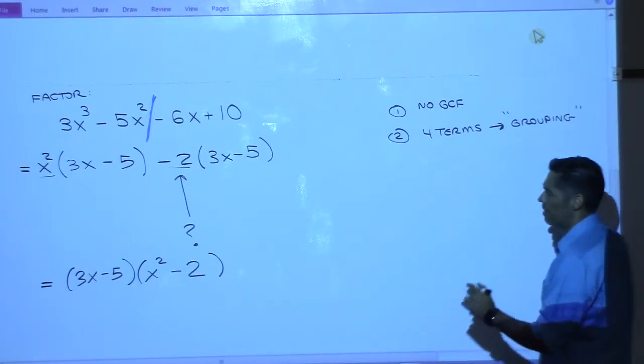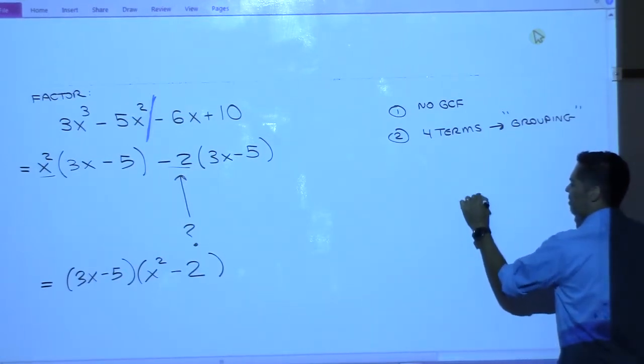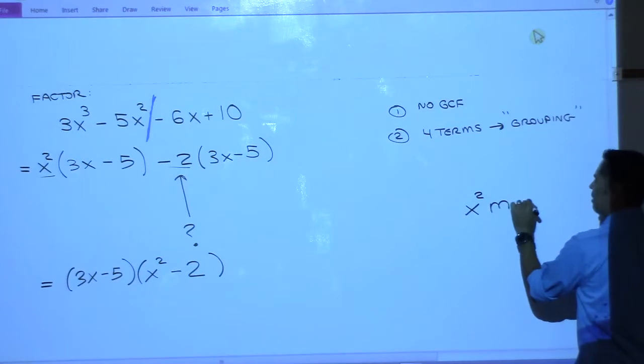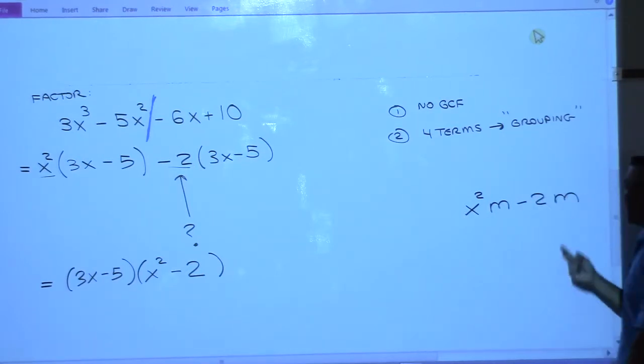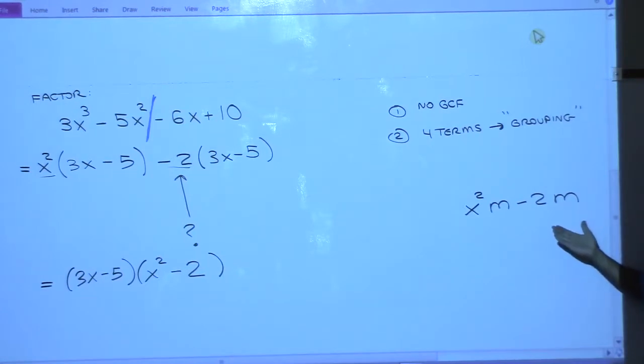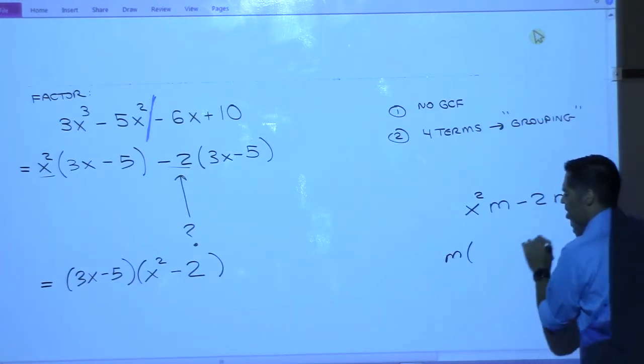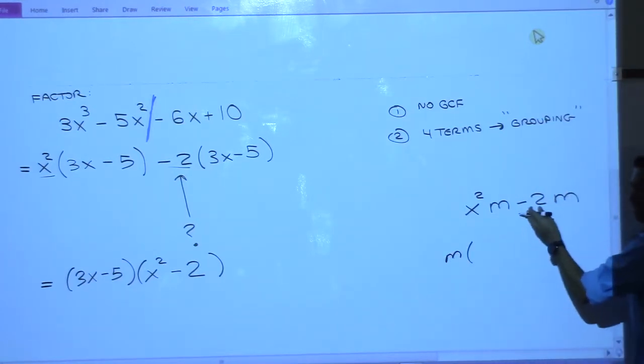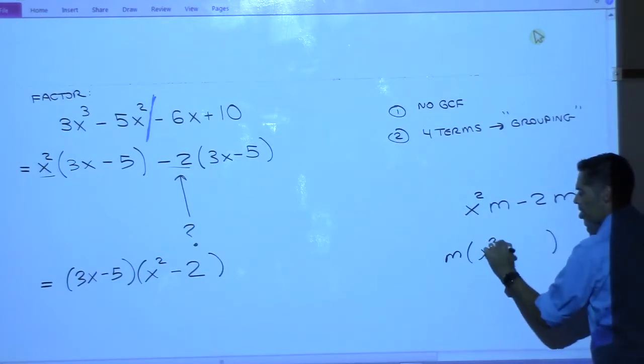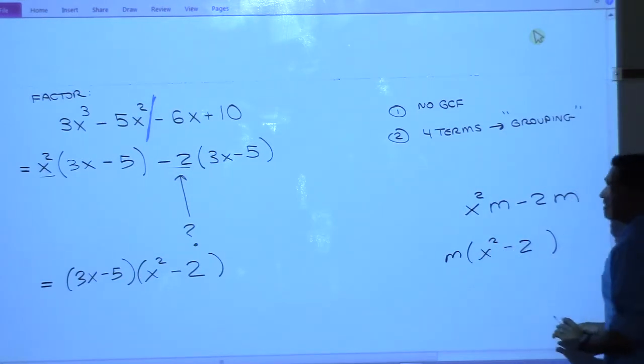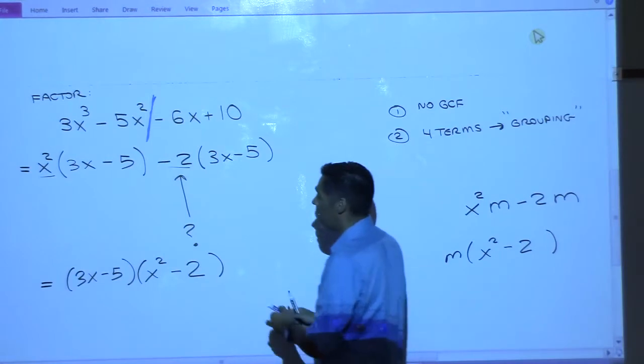So let me try and explain it over here. What if I had this expression right here, x squared m minus 2m, and I asked you to factor it, okay? You would do GCF, wouldn't you? What do these both have in common? M, right? So you'd pull the m out, and then what would you have in parentheses? X squared minus 2, right? Agreed? Okay, that's exactly what we just did here. It's exactly what we did.